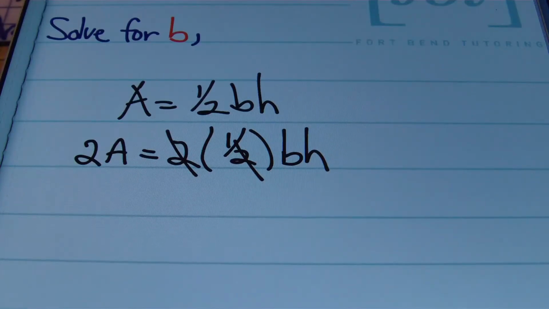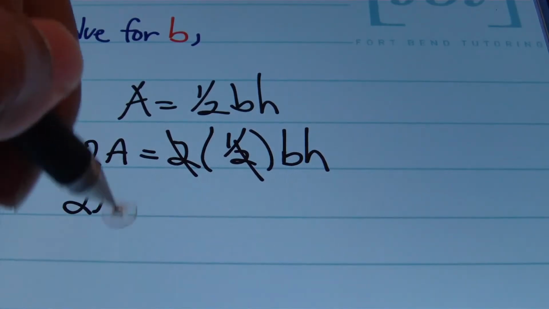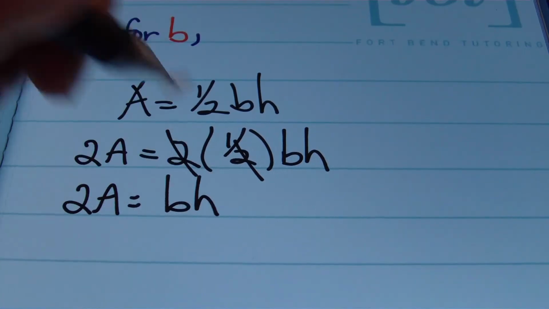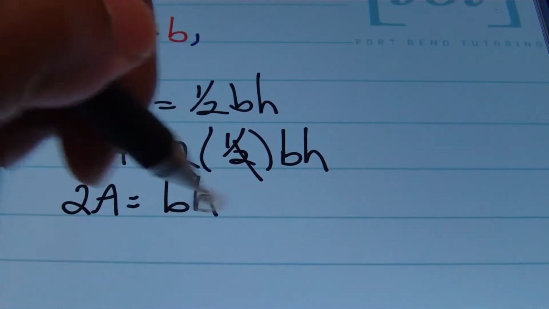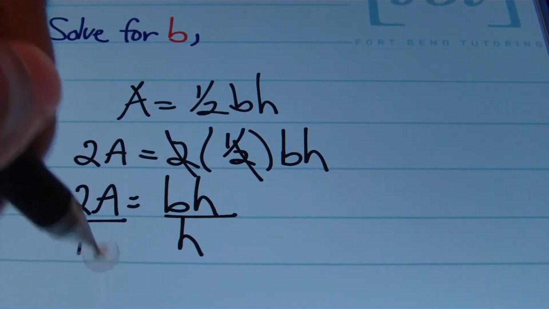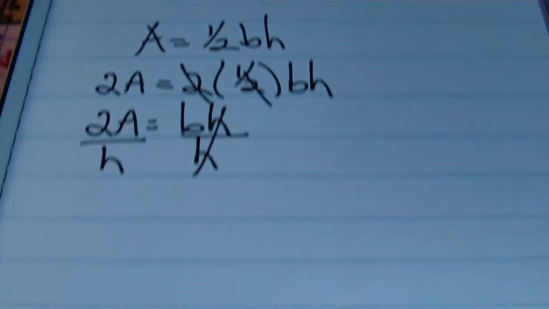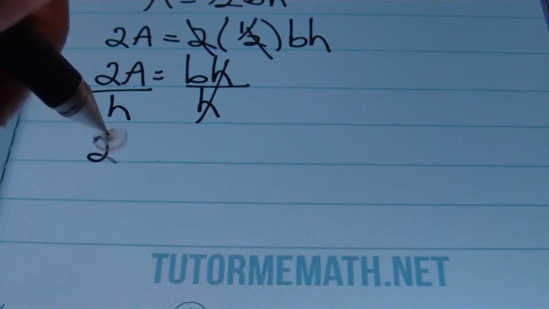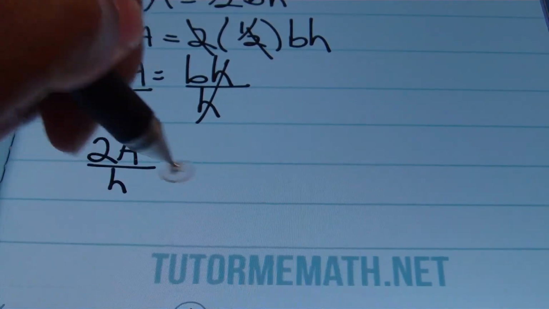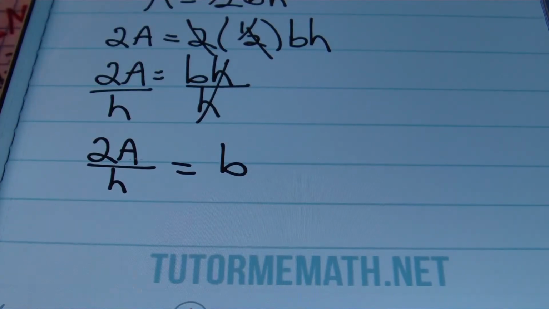Okay. So I'm going to bring down 2A now. And I have 2A now equals BH. And then I'm going to divide both sides by h. You got it. You got to get that h out of the way. So now that I have this, we have our base solved for. That's right. 2 times capital A divided by h is equivalent to the variable b, in other words, the base of the triangle.